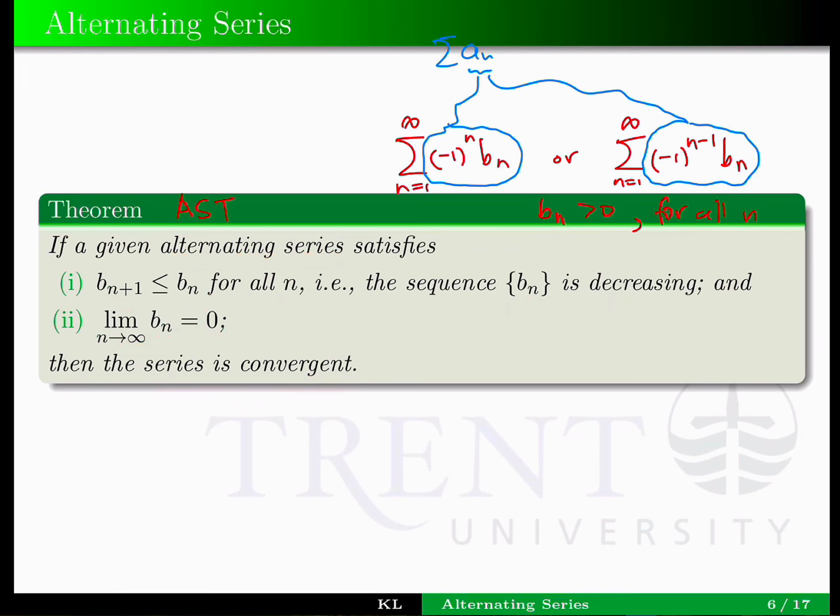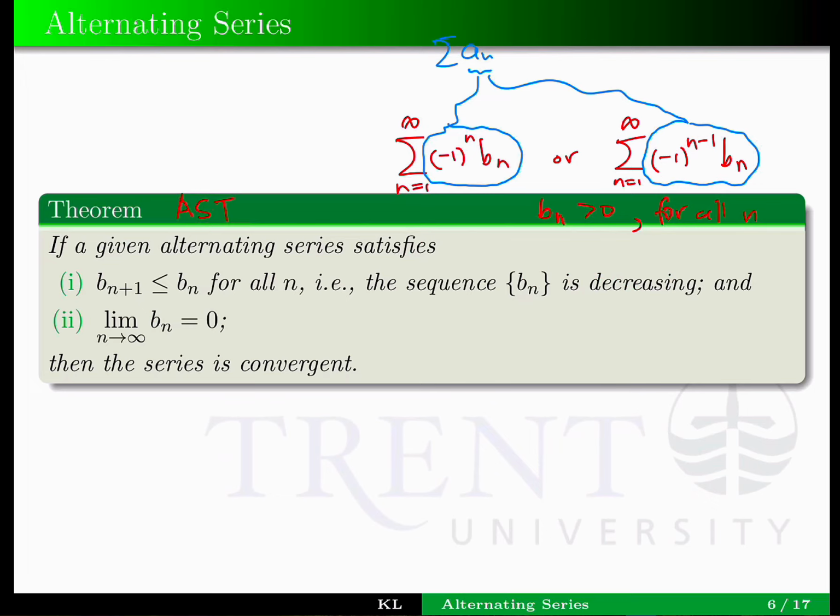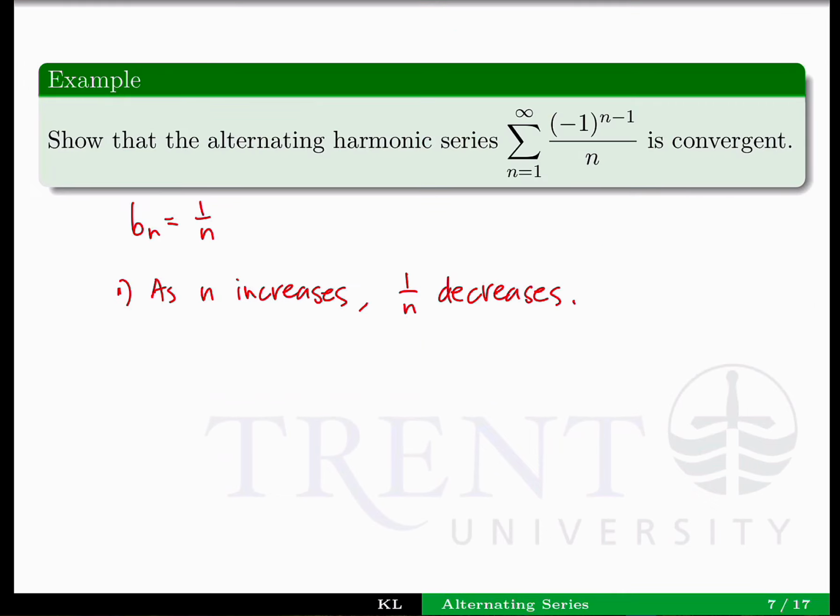So anyway, let us use this alternating series test. For example, the alternating harmonic series. Here, your bn is actually 1 over n. Okay? So this is the one that makes this alternating, but this one here, you got your 1 over n. And we know that, first thing, as n increases, 1 over n decreases. Or you can prove this using this: bn plus 1 less than or equal to bn.